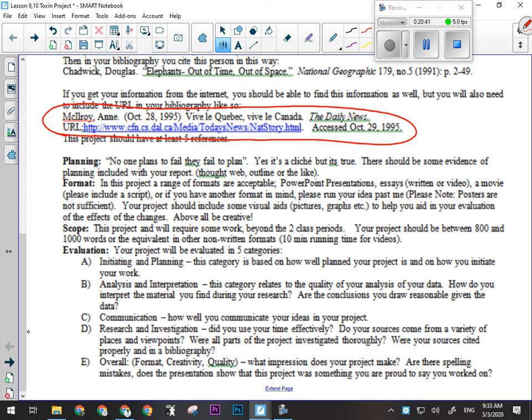So that's the 5 categories. It'll be out of 25 marks, and it goes in the same section of your marks as your lab reports, and it'll be weighted the same as they are.